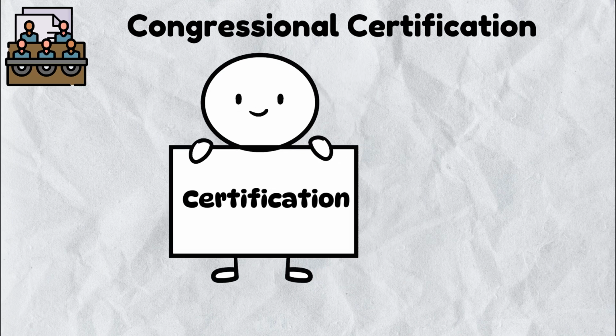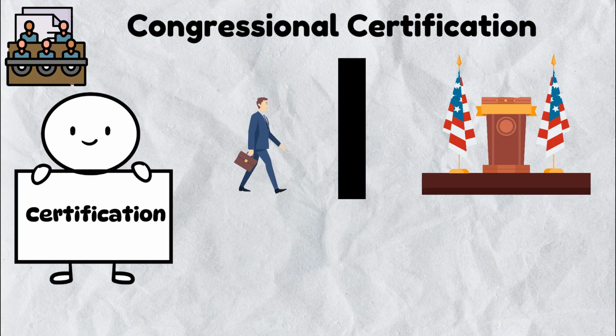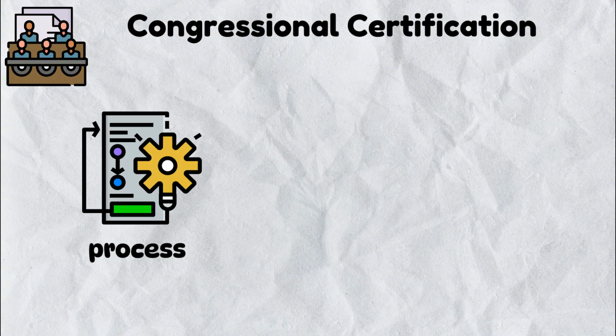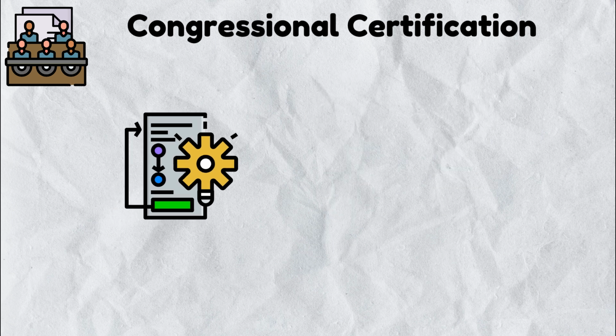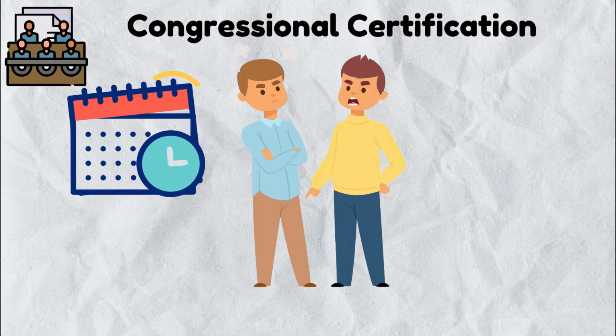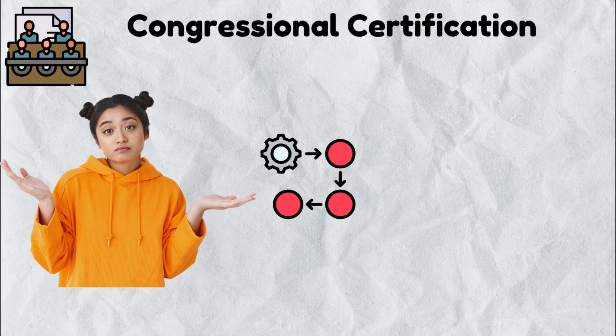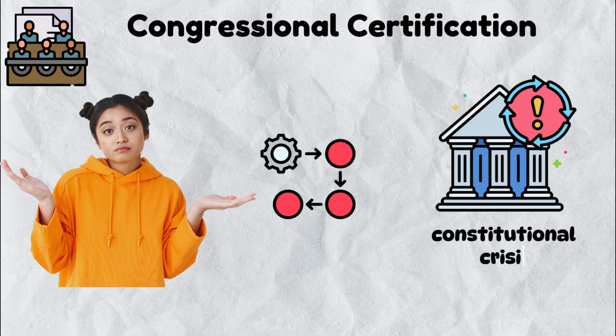Congressional certification. Congressional certification is the final hurdle before a president is officially chosen. This process, meant to be a mere formality, became the center of controversy in recent years. What transformed this typically uneventful procedure into a constitutional crisis?